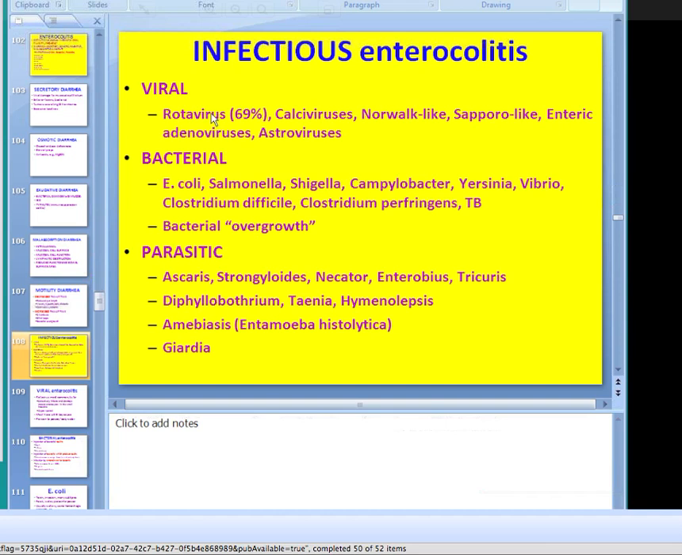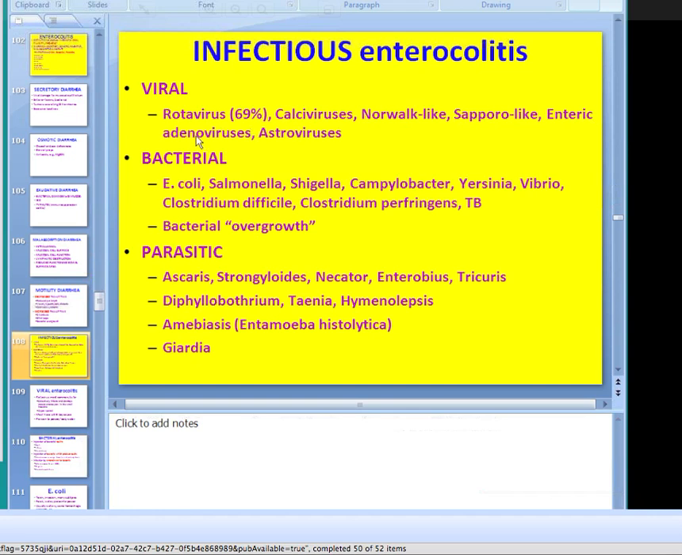So let's talk about the single most common virus to infect the gut, the rotavirus. When you have the stomach flu, you probably have the rotavirus. There is also this family of caliciviruses, of which Norwalk is one and Sapporo-like is one. And they are also pretty common, but they're not even half as common as the rotavirus.